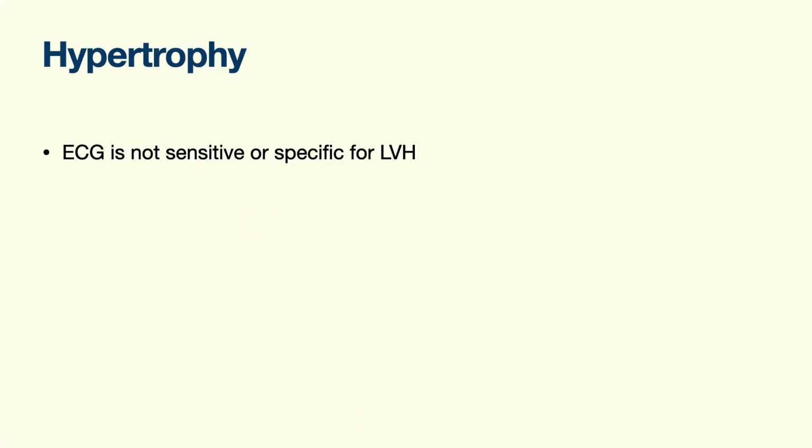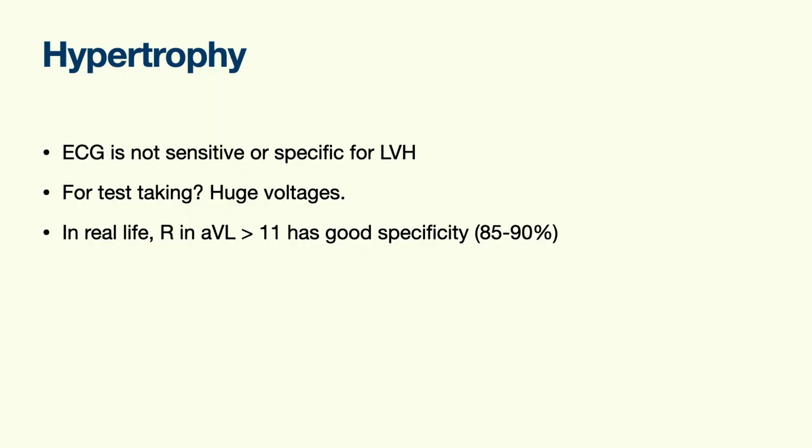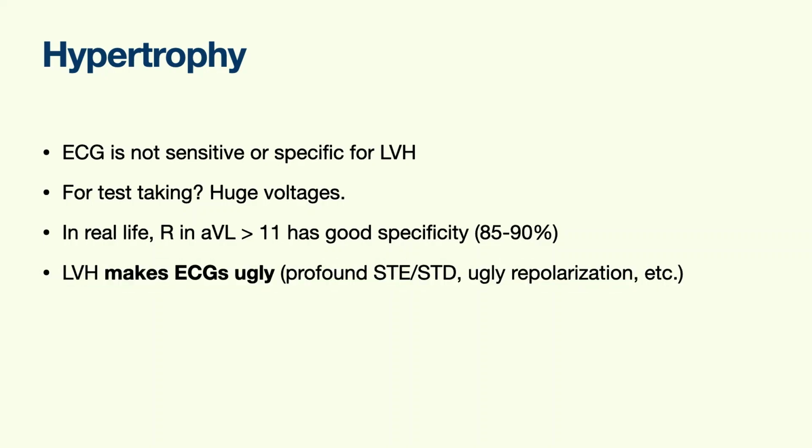All right, rate, rhythm, axis, hypertrophy. OK, hypertrophy. So as a proposition to set out at the beginning, ECG is not sensitive or specific for LVH. But there are still some things that are worth learning about it. For test taking, when you're on boards, you have the overlap waveforms. That's typically how you're going to identify it. In real life, the simplest criterion that's easy to remember and has quite good specificity is the R wave height in AVL. The sensitivity is terrible. But if you see an R wave in AVL greater than 11, that is pretty specific. There's a zillion criteria. It's not worth memorizing them. I memorized them for boards and then promptly forgot them.